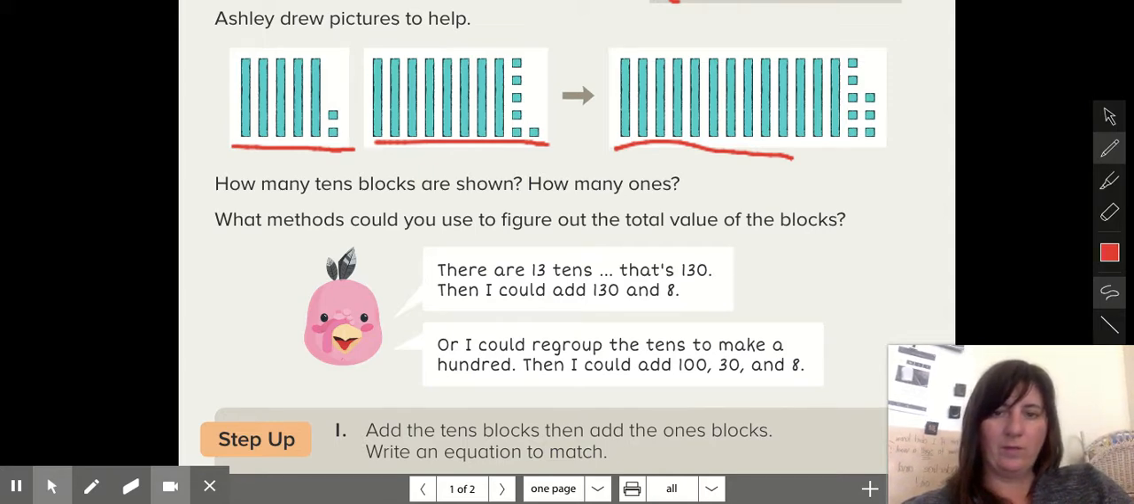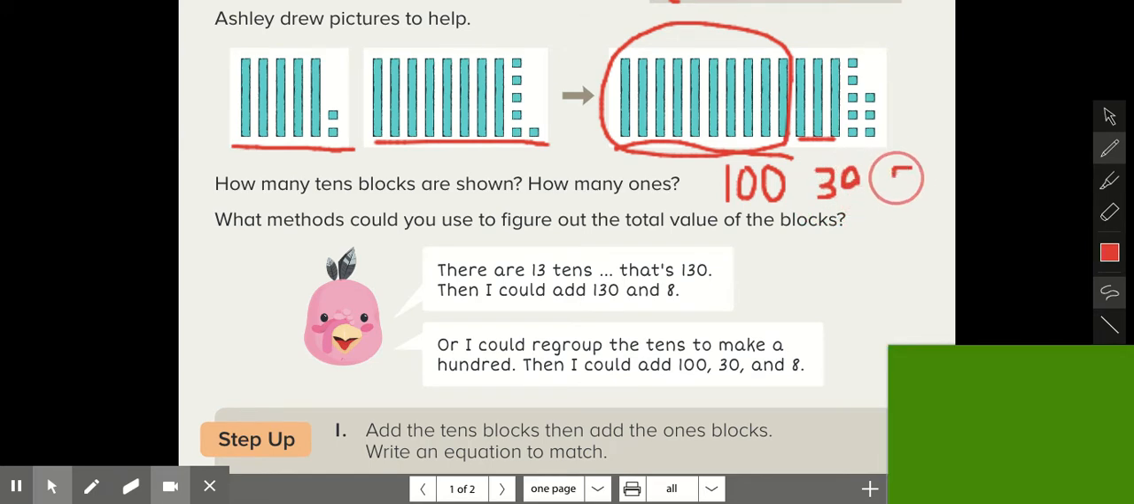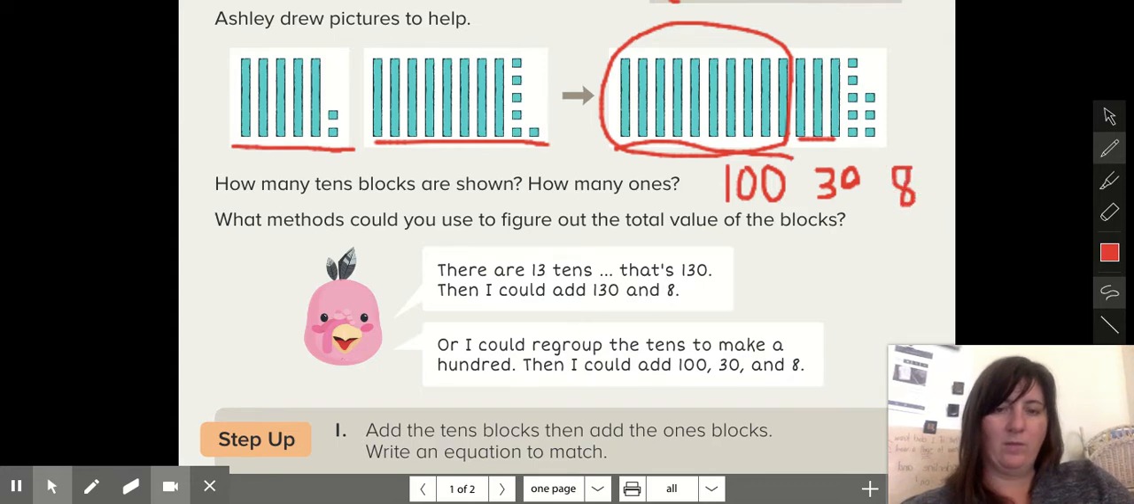1, 2, 3, 4, 5, 6, 7, 8, 9, 10. So there's 10 tens, which is 100. And then we have 3 tens left over, which is 30. Whoa. And then there's 8 ones. And this is also the expanded form of 138. So 100 plus 30 plus 8 equals 138.